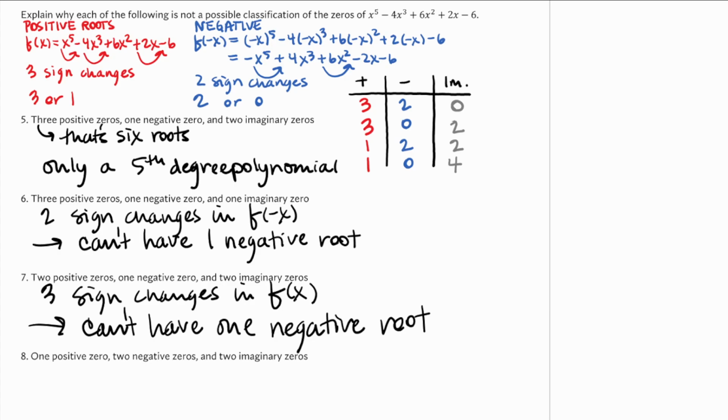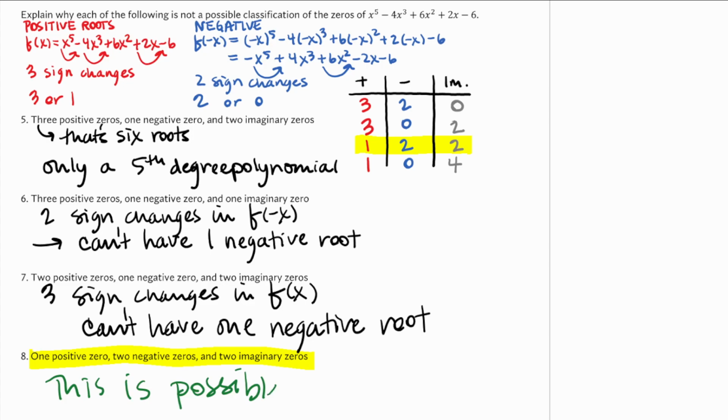Okay, 1 positive, that's possible. 2 negative, and 2 imaginary. 1 positive, 2 negative, 2 imaginary. Feeling like that is possible. Let me think about that. Yeah, I must have typed that in wrong or something, but maybe it was a trick question. But this is possible. That'll be all for that problem.